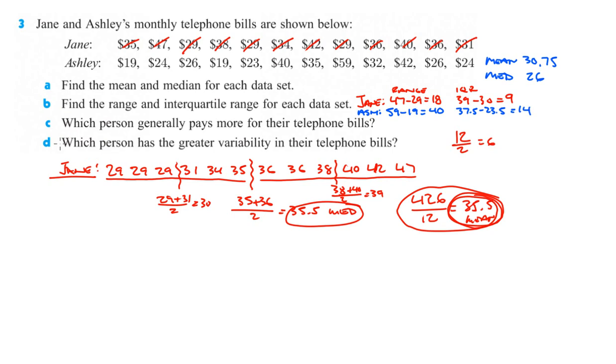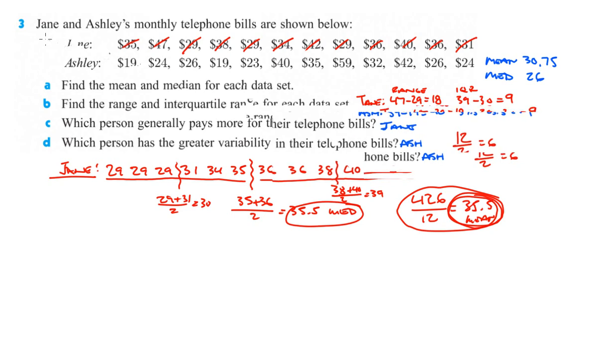Okay, and then for part C, which person generally pays more for their telephone bills? I would definitely go with the mean, 30.75 versus 35.5. So I would definitely go with Jane on this one. So you've got a higher average. And then which person has the greater variability in their telephone bills? I would look at the range and interquartile range, and Ashley has a bigger range and interquartile range on that. So let's go with Ashley for that second one. Okay?